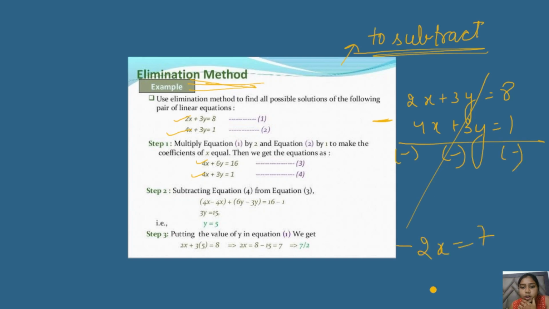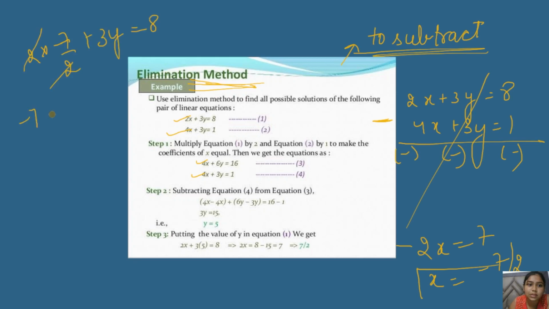So x will be equal to minus 7 by 2, right? This is what we get, x. Okay, so if we put this value of x in this particular equation, we will get something like this, and we can easily calculate y. This is very easy. So 3y equals 15, so y will be equal to 5 in this case.